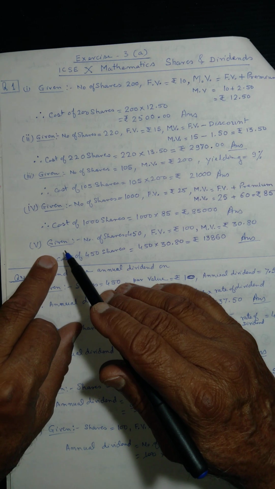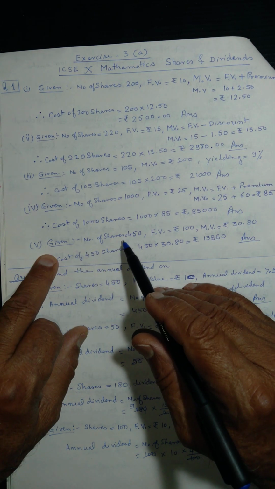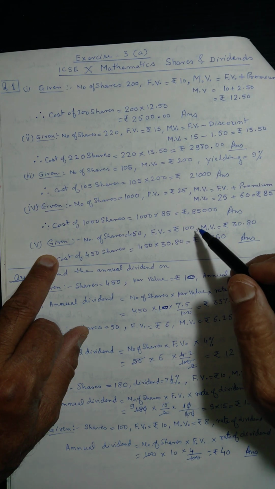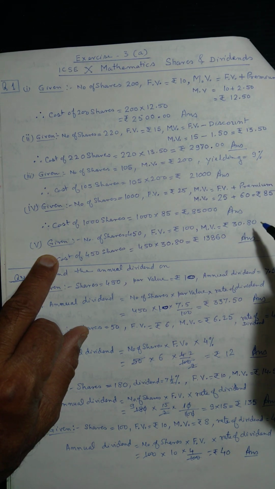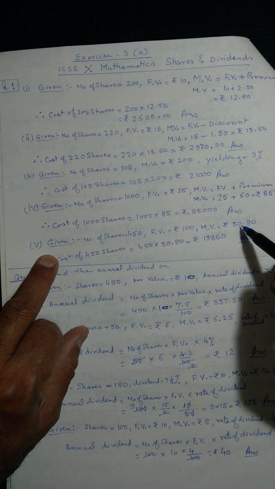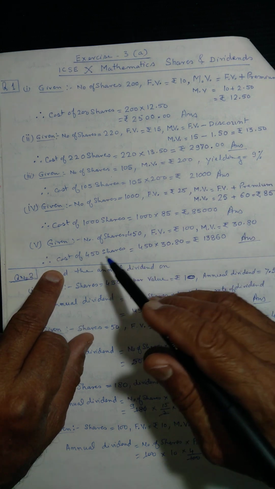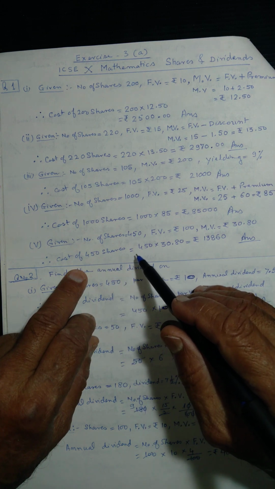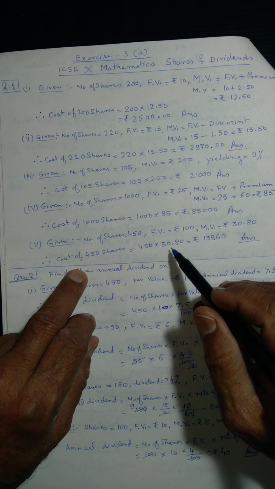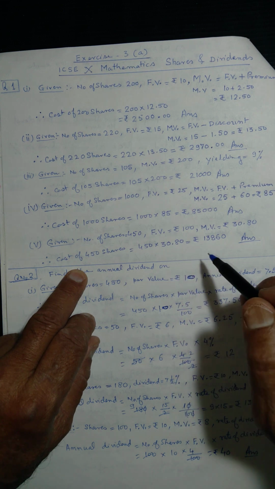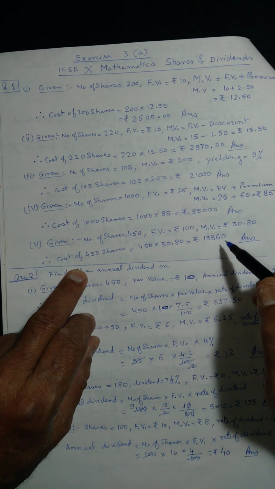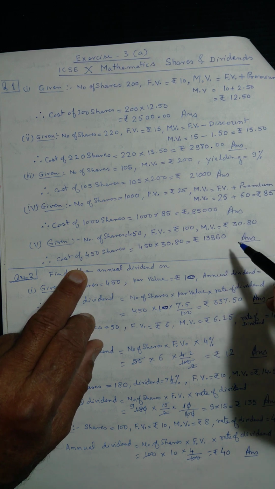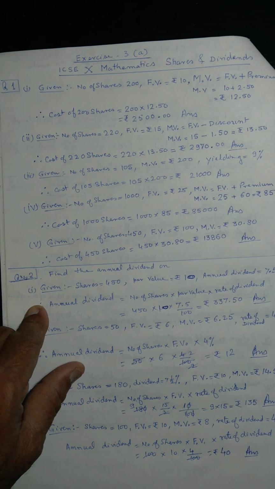Now the fifth part, given number of shares is 450, face value is equal to rupees 100, market value is rupees 30.80. So the cost of 450 shares is equal to 450 into 30.80, that is rupees 13,860.